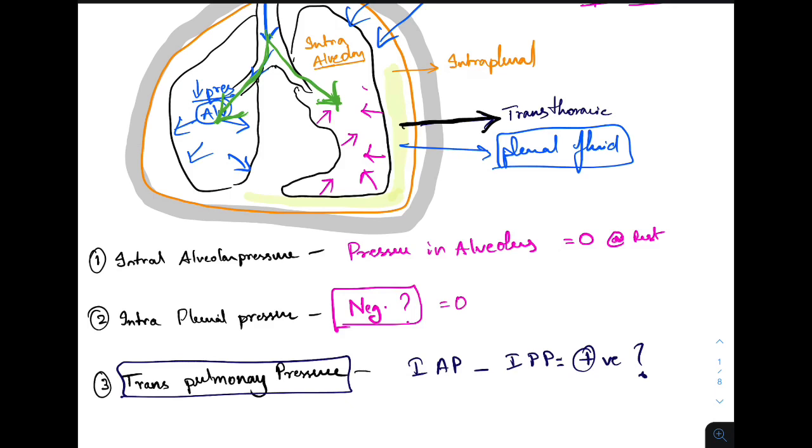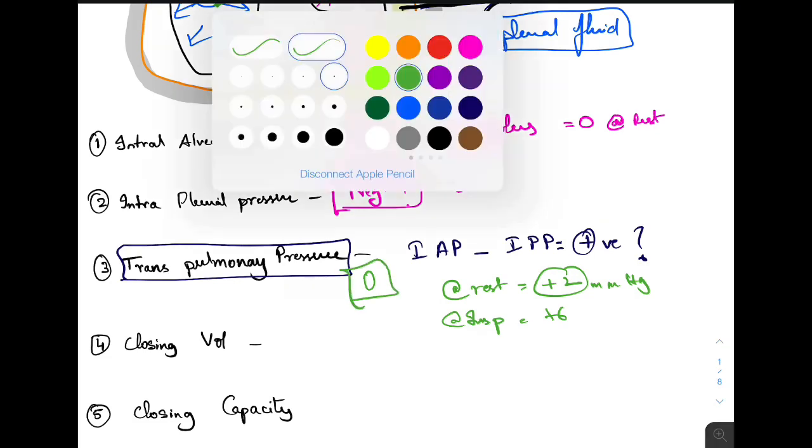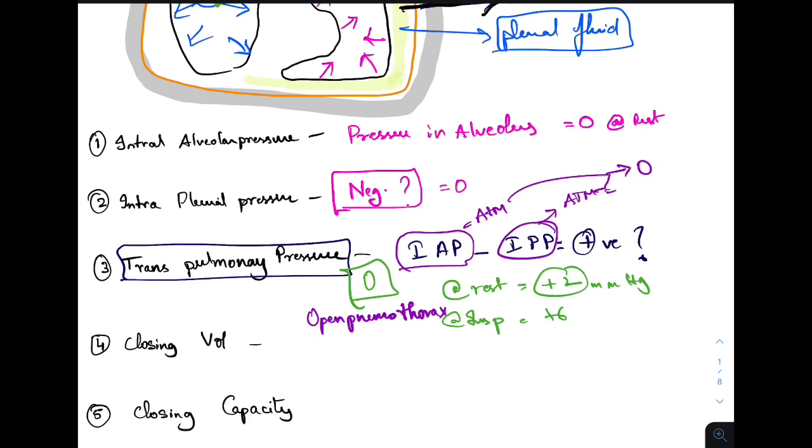Usually at rest, it is +2 mmHg, whereas at inspiration it has to increase, right, because the air is entering, so it is +6. If the transpulmonary pressure is 0, that means IAP is equal to IPP. That means it's a case of what? Open pneumothorax, because IAP is equal to atmospheric pressure and IPP is also equal to atmospheric pressure, that is 0. 0 minus 0 is 0. That is a case of open pneumothorax. In open pneumothorax, the transpulmonary pressure is 0.